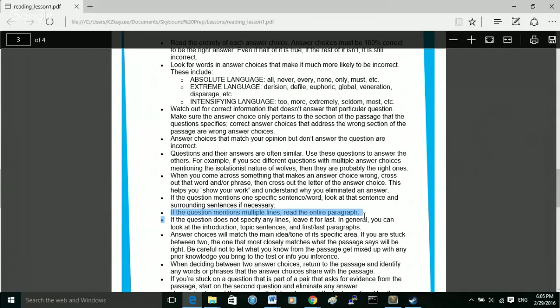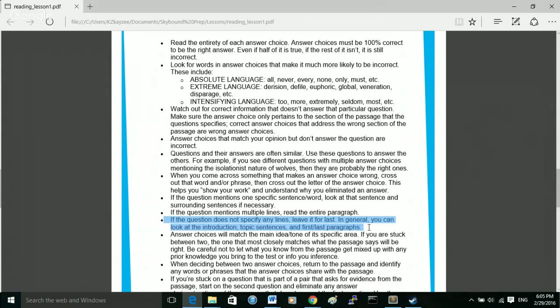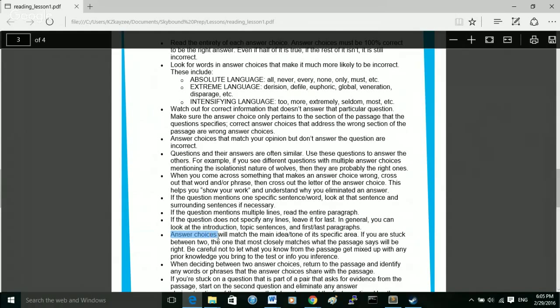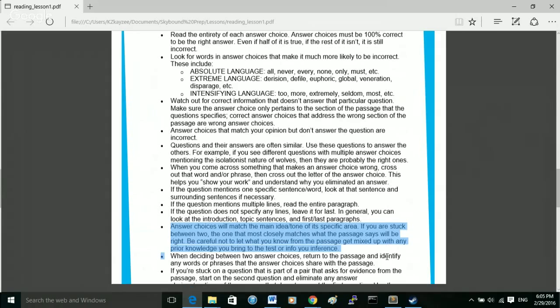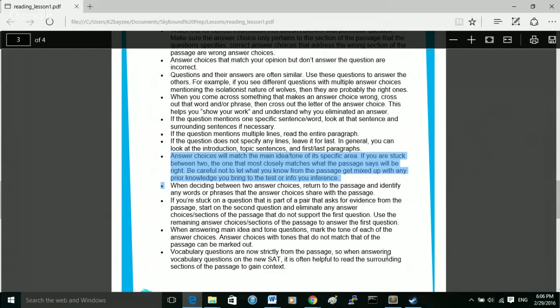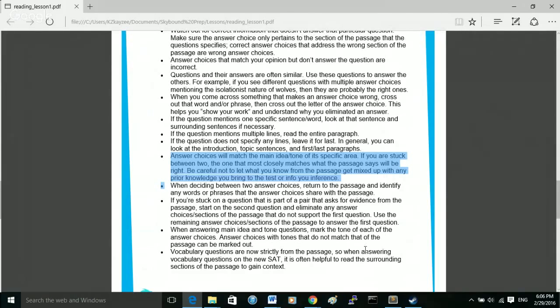If the question mentions one specific sentence or word, look at the sentence and surrounding sentences if necessary. If the question mentions multiple lines, read the entire paragraph. If the question does not specify any lines, leave it for last. In general, you can look at the introduction, topic sentences, and last paragraph for these questions. Answer choices will match the main idea and tone of the specific area. If you are stuck between two, the one that most closely matches what the passage says will be right.